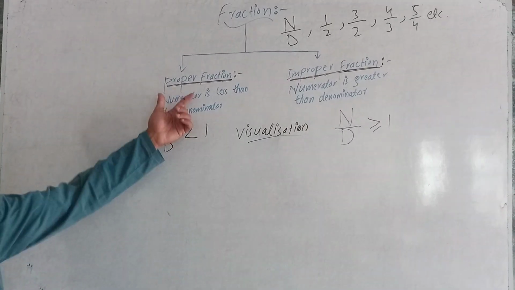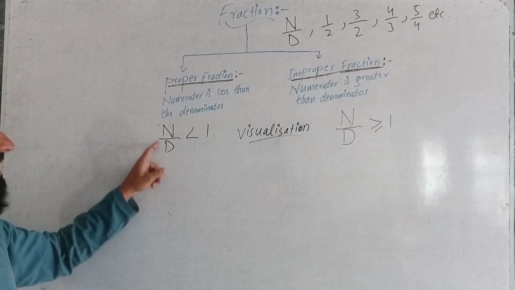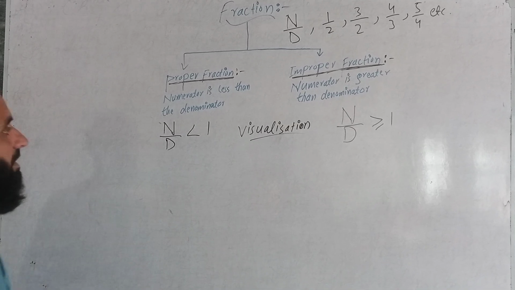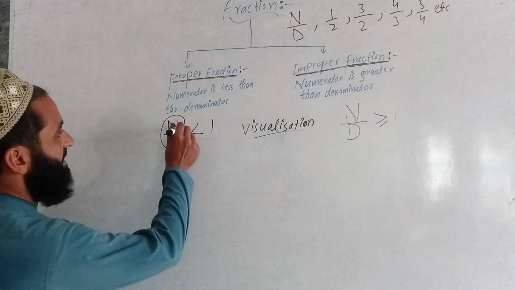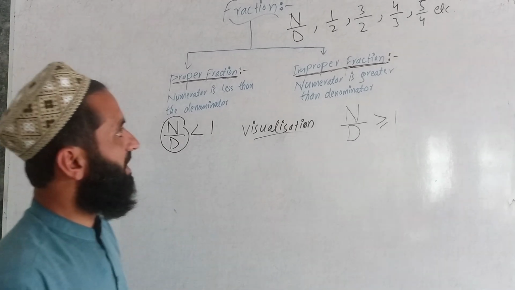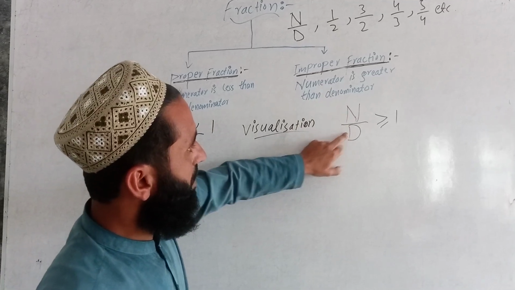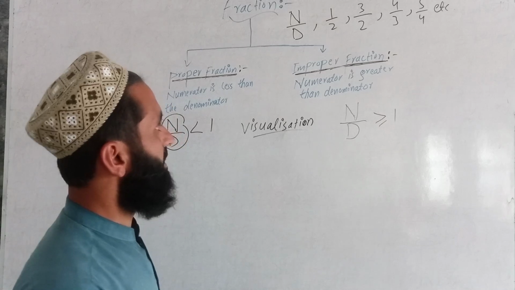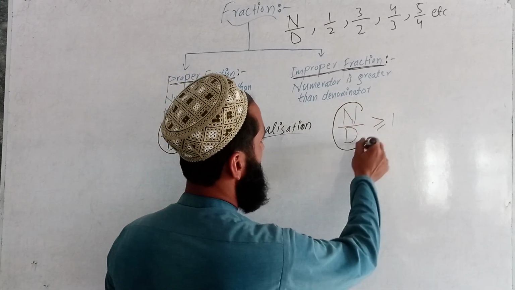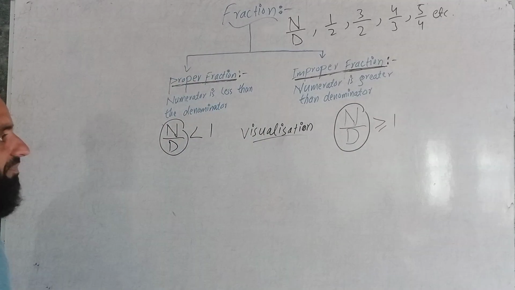So what is a proper fraction? A fraction in which the numerator is less than the denominator is called a proper fraction. So the value of a proper fraction is less than 1. Now what is an improper fraction? A fraction in which the numerator is greater than or equal to the denominator is called an improper fraction. So the value of an improper fraction is greater than or equal to 1.